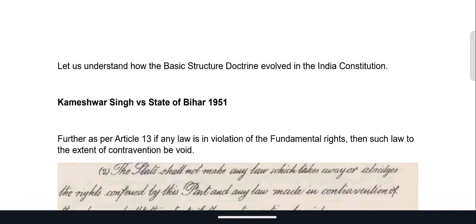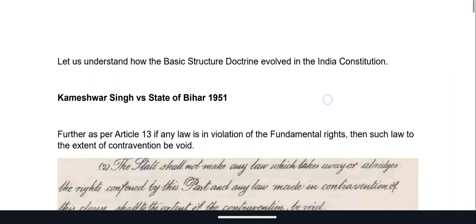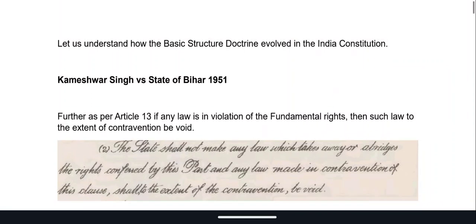Recently, on 24th April 2025, the famous Doctrine of Basic Structure and the famous Supreme Court judgment, Kesavananda Bharati versus State of Kerala, completed 52 years. On this occasion, I just want to share my understanding of this doctrine of basic structure and the Kesavananda Bharati case with you all. So for that reason, I am making this video.